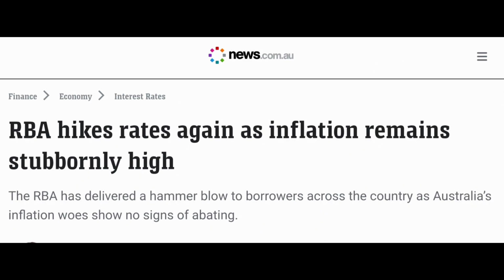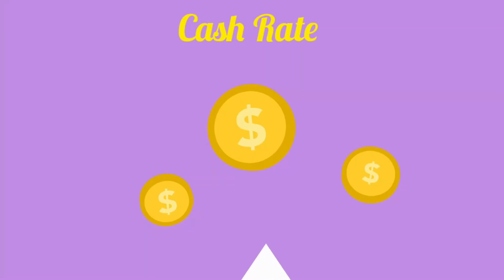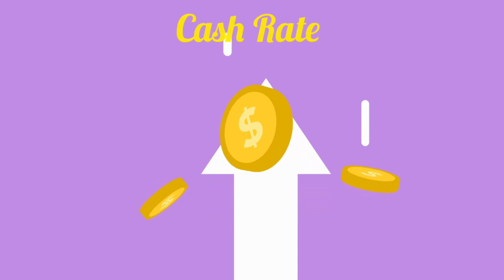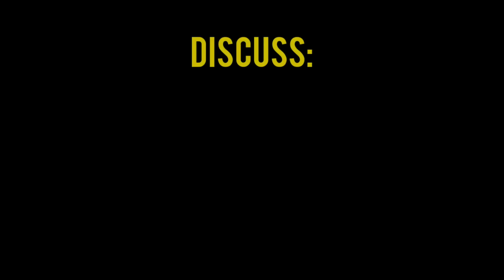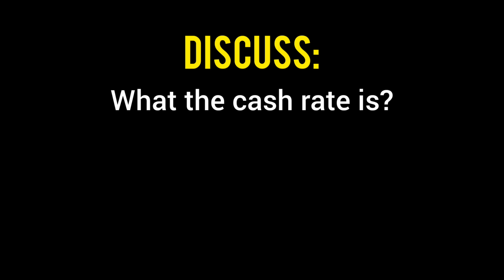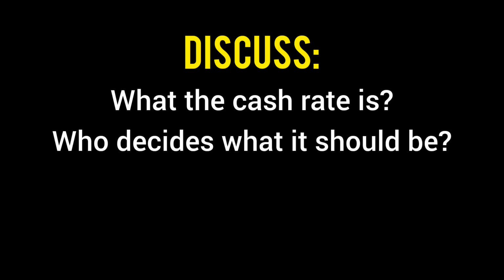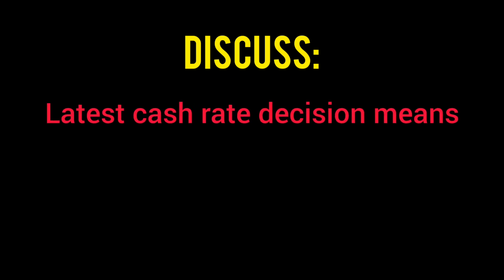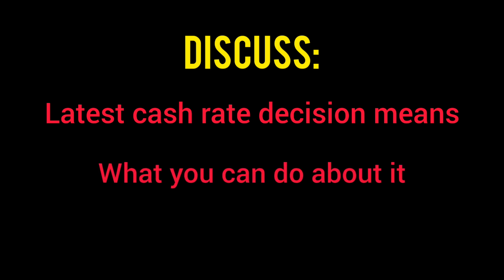This month, the Australian economy experienced another increase in the cash rate, bringing it to its highest level in 10 years. Given the cash rate is one of the most important factors influencing housing demand and the overall economy, in today's video we're going to discuss what the cash rate is, who decides what it should be, and how it is determined. Plus, you want to stick to the end because we're also going to explain what the latest cash rate decision means for the Australian real estate market and what you can do about it.